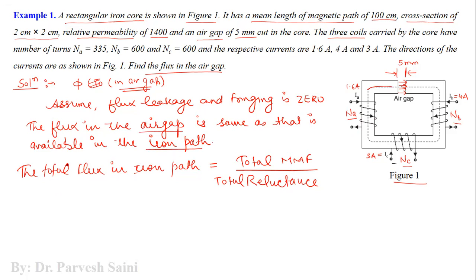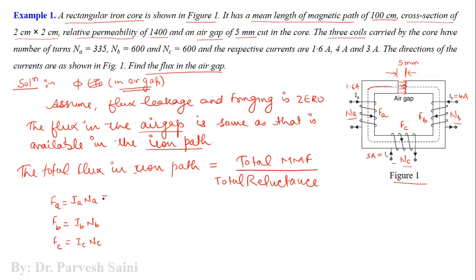So let us try to find out what will be the total mmf here. Now, since there are three mmf sources here, let us say this is source A, this is source C, and this is source B. So there are three sources. So we can say that FA is equal to IA times NA, and FB is equal to IB times NB, and FC is equal to IC times NC, right?